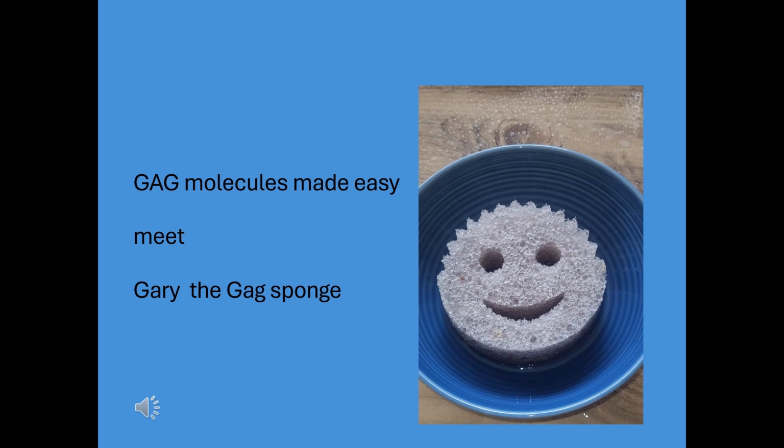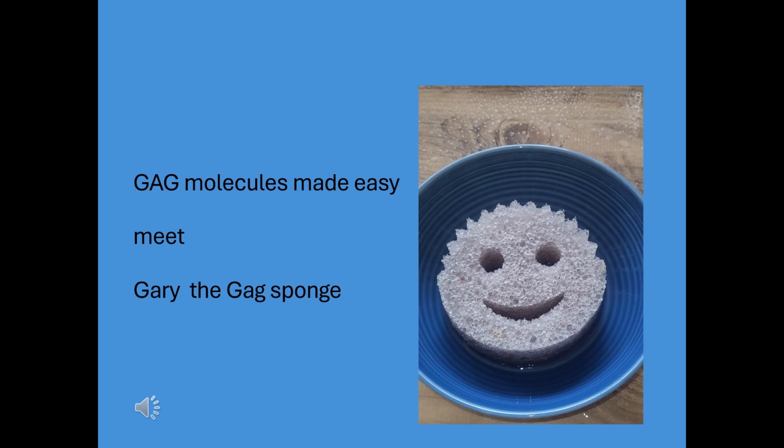So let me introduce you to Gary the GAG sponge. You can see that when I press Gary, he loses water, he deforms, and then when I take the pressure off, he expands and sucks the water back up. That's what GAG molecules do, especially when you rub them together. So that's why movement is very important for tissues in the body.